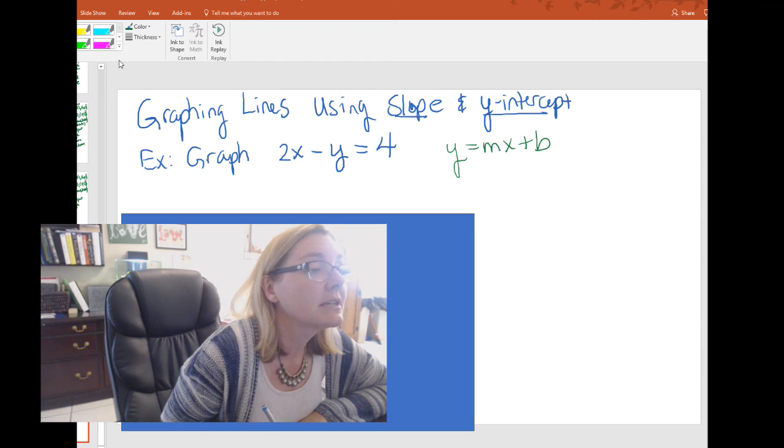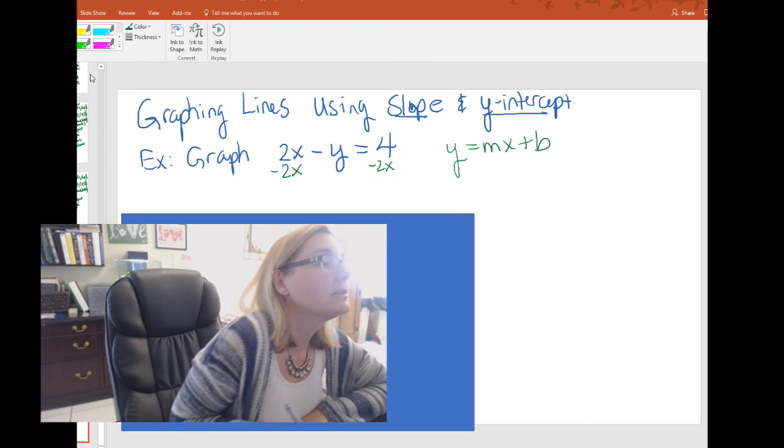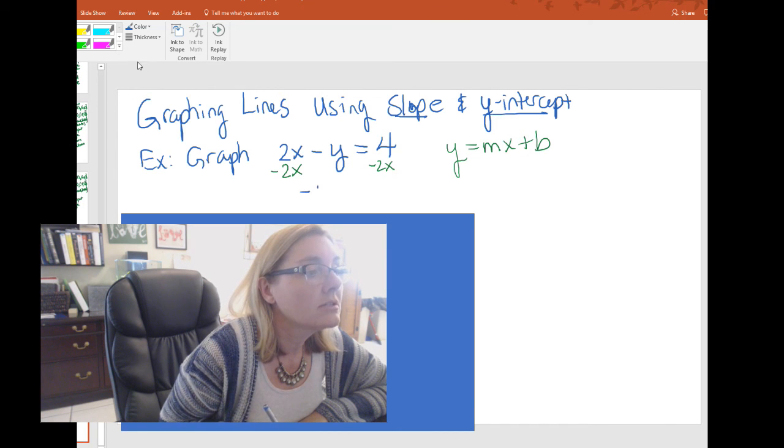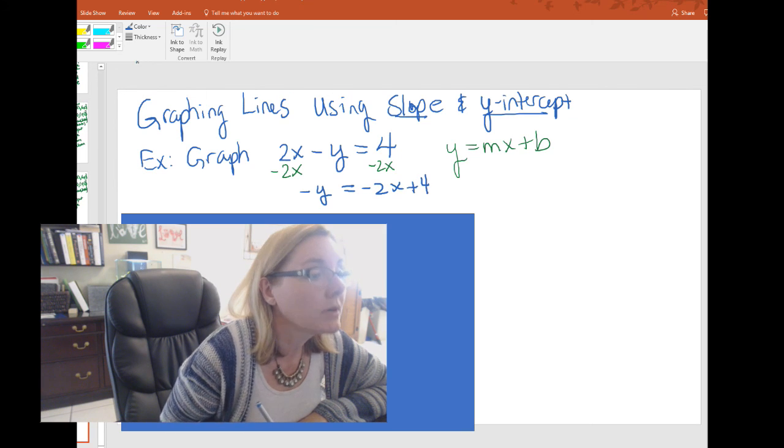So all that means is I need to solve for y. So I'm going to always do that the same way. Here I'm going to subtract 2x from both sides. You always move the x term first, as we talked about earlier in this session. So this is going to be negative y equals negative 2x plus 4.